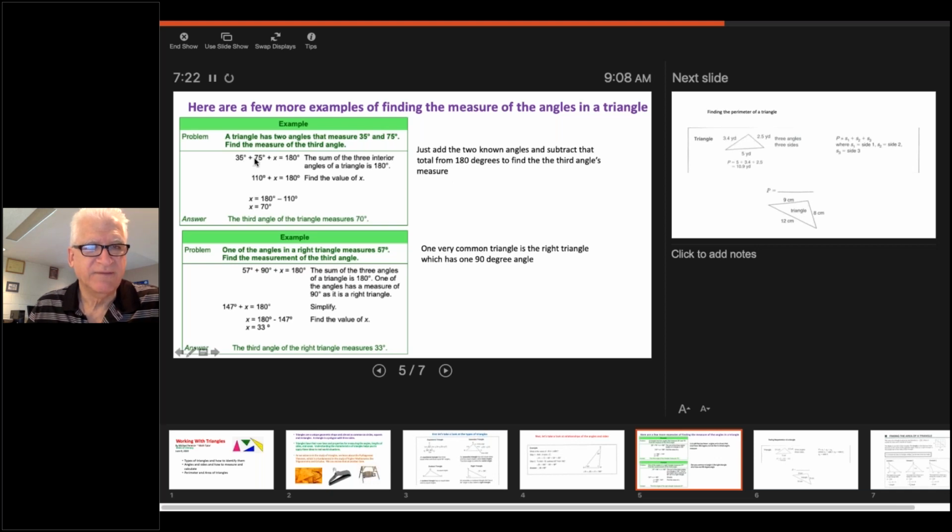And this problem does that for you. 35 and 75 plus x, which is the missing angle that we're trying to find, equals 180. 35 plus 75 equals 110 degrees, plus x equals 180. So in order to find x, we just subtract 110, and we find that the measure of the missing angle is 70 degrees.